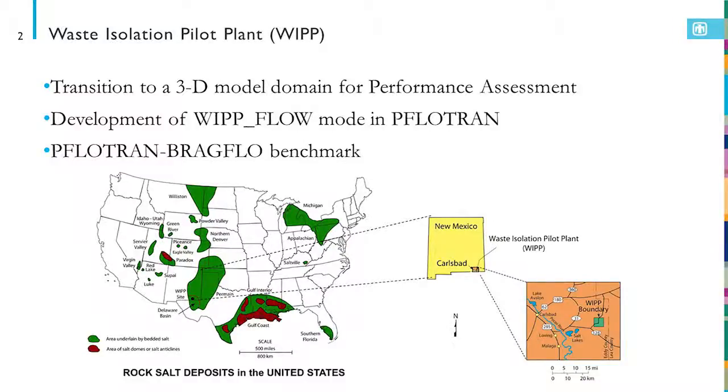So for those of you who have forgotten or maybe didn't know, the Waste Isolation Pilot Plant is a deep geologic disposal facility for transuranic waste from around the DOE complex. It's located in a bedded salt formation in southeastern New Mexico. And so I'm going to talk about that transition to a 3D conceptual model for performance assessment.